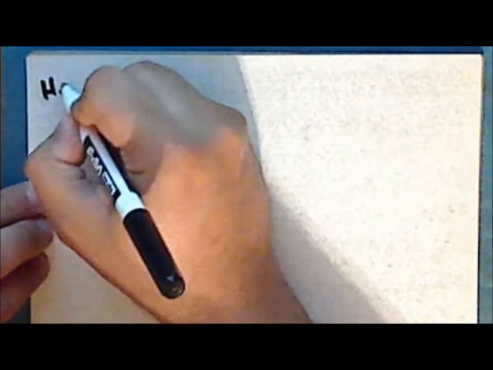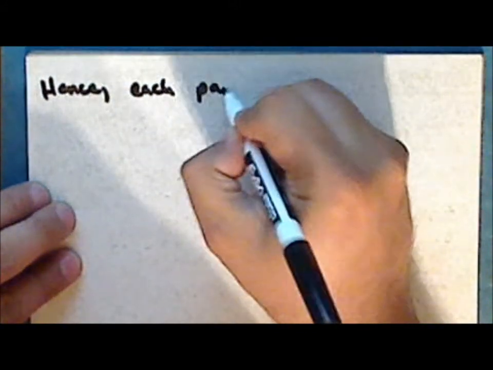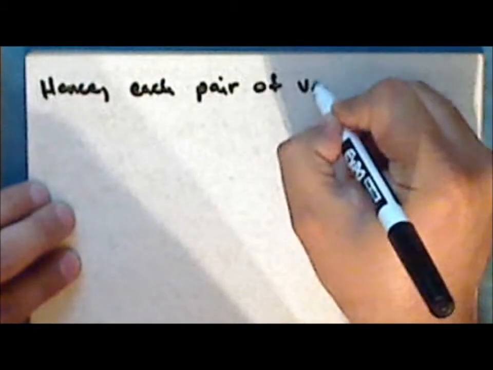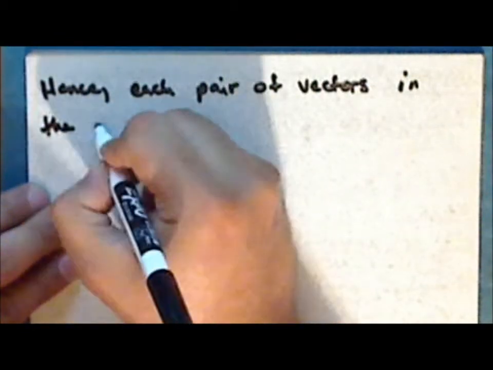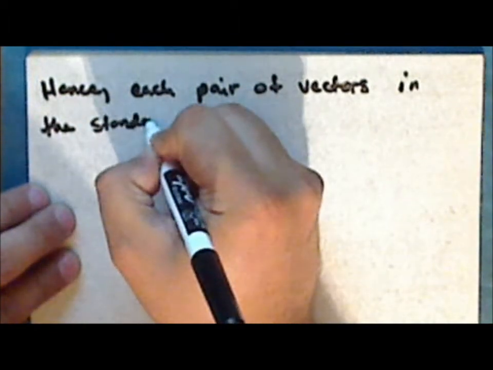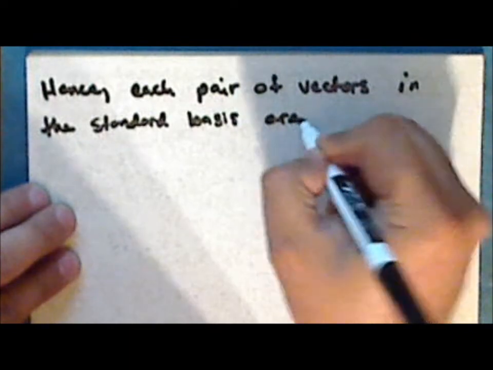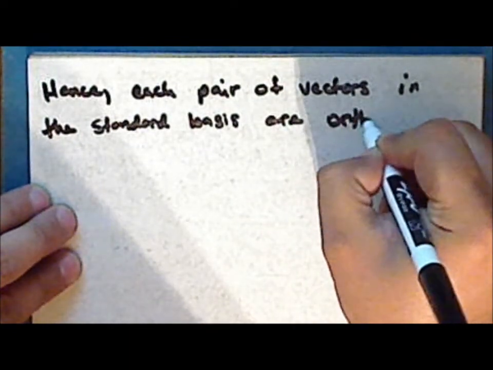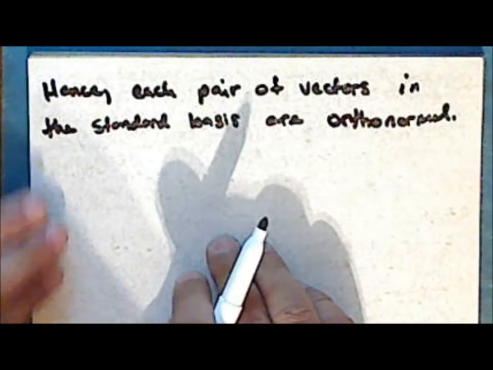And so each pair of vectors in the standard basis are orthonormal. And of course we have a term for this.